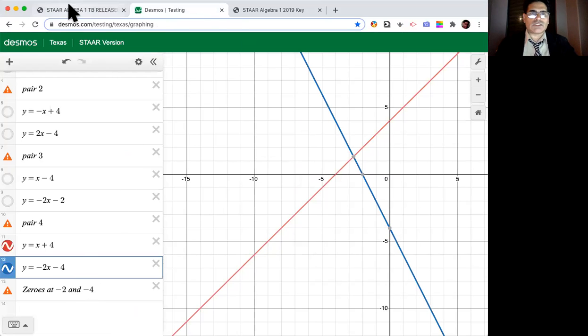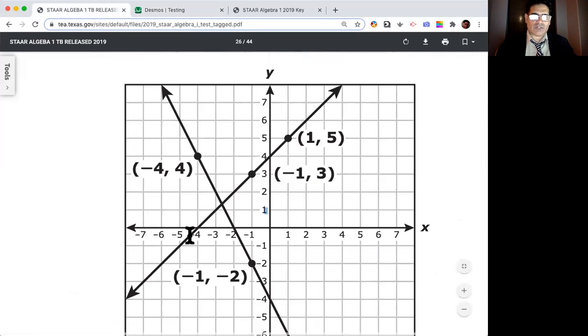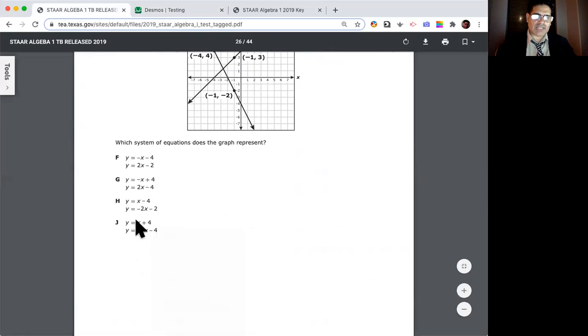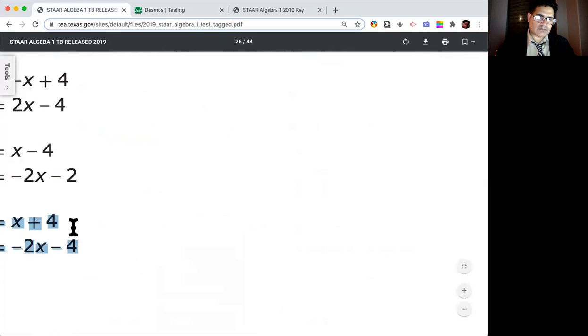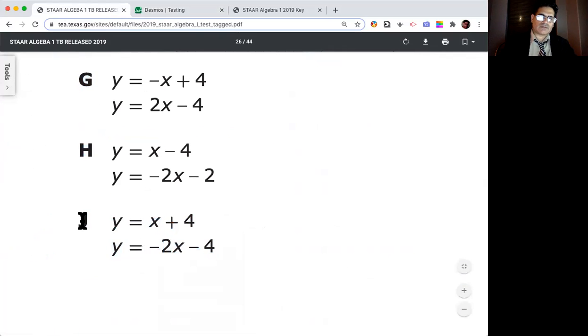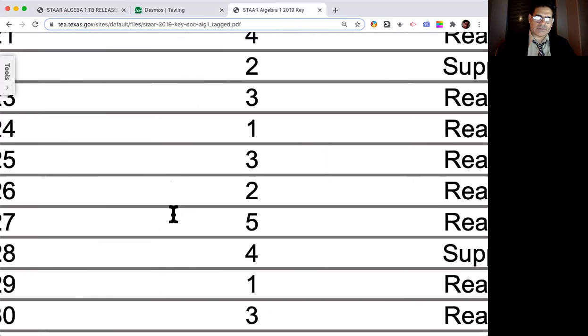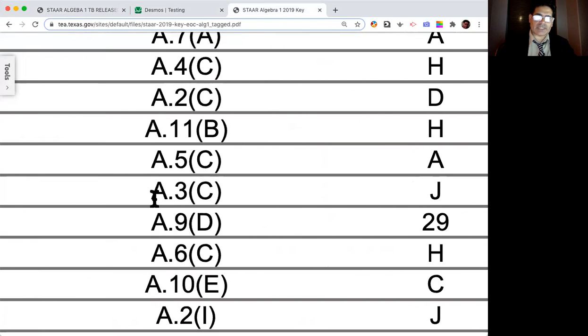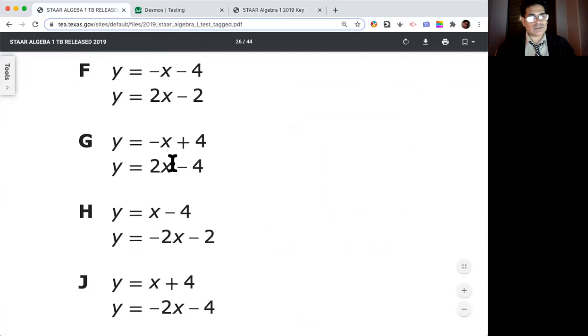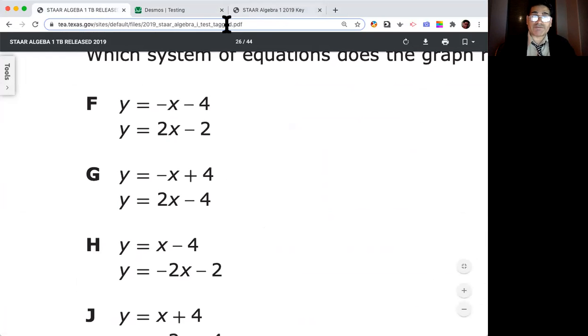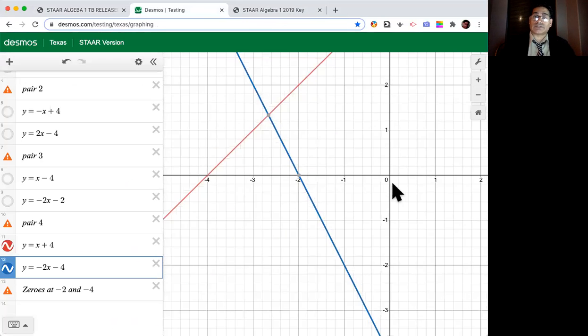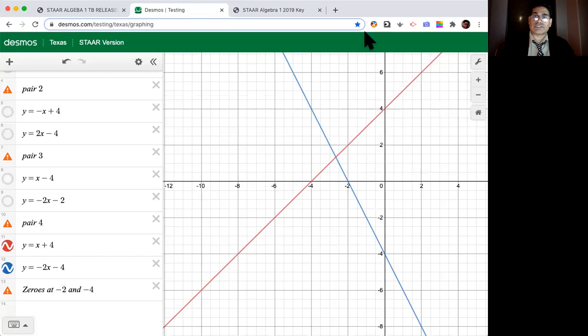So we choose that one, which is actually the last one right there. It's J. Okay. J right there. And our answer is, that's 30. And that is J. Correct. And Desmos makes that very clear.